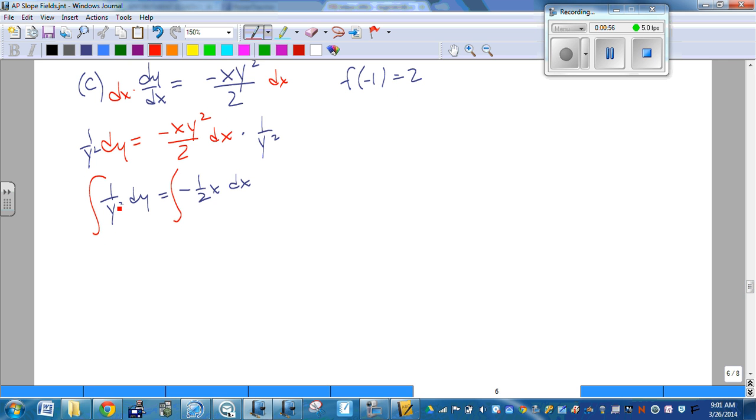1 for the antiderivative of this. This is like y to the negative second, so we would add 1 to the exponent, divide by that new exponent, so we get negative y to the negative first, so that's 1 point. Antiderivative of negative 1/2 x is another point. We end up adding 1 to the exponent, divide by 2, we get negative 1/4 x squared, and then the plus c is worth 1 point.